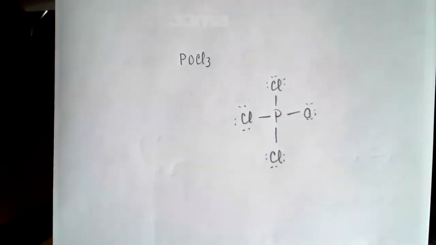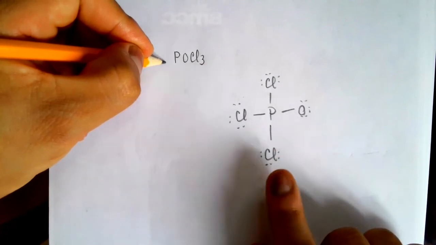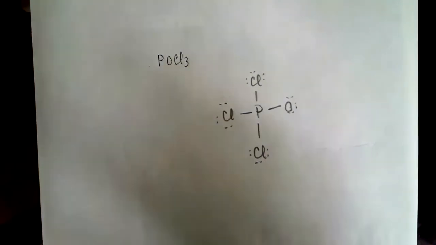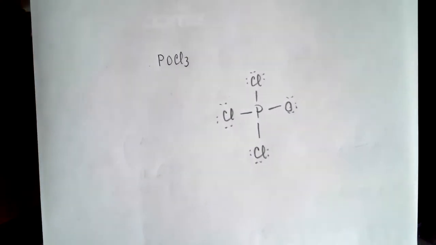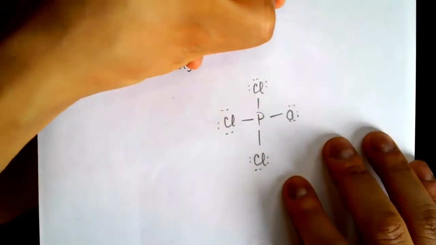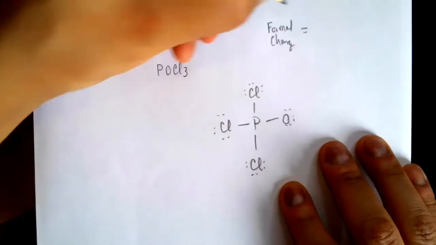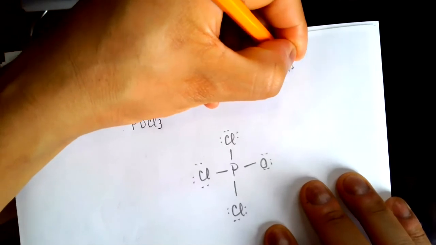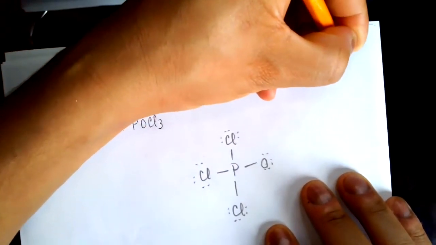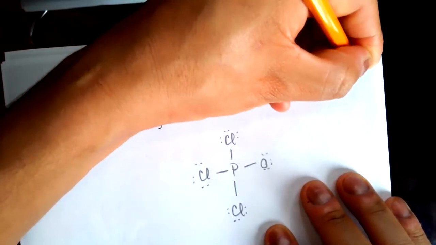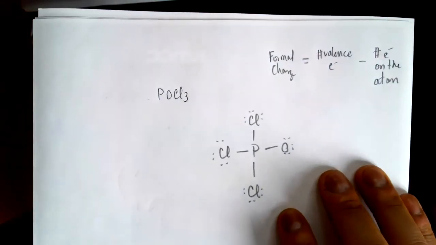Okay. This is POCl3. They are asking me to do the formal charges for this particular representation. So in this representation, we will have to do the formula. Formal charge is equal to the number of valence electrons minus the number of electrons on the atom. That's how you're going to calculate formal charge.